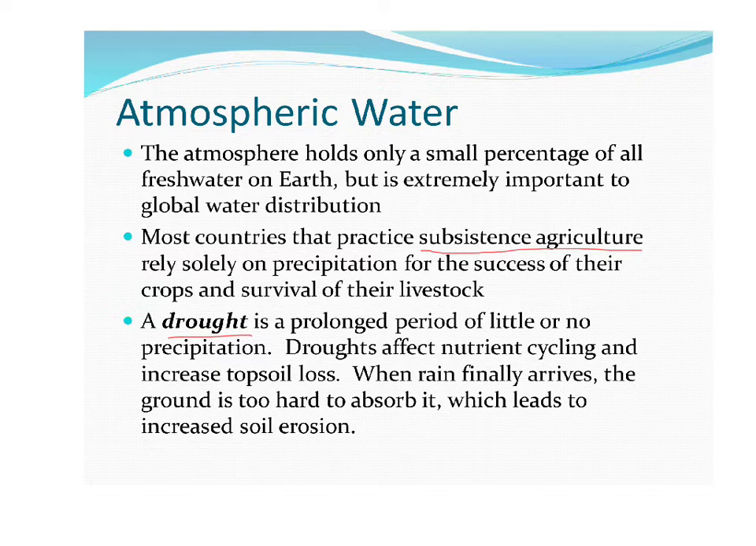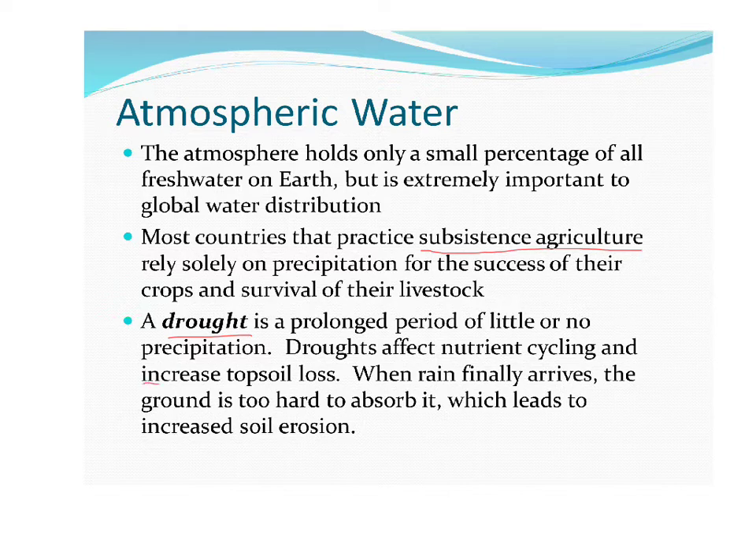A drought's a prolonged period of little or no precipitation. Droughts don't just affect the survival of crops and livestock, however. Droughts affect nutrient cycling. We're going to talk about biogeochemical cycles here in the next few weeks. So when we're talking about the carbon cycle and the nitrogen cycle and the phosphorus cycle and all the other earth cycles that we're going to talk about, when we're in extremely dry conditions, those cycles are very, very much affected and sometimes break down.